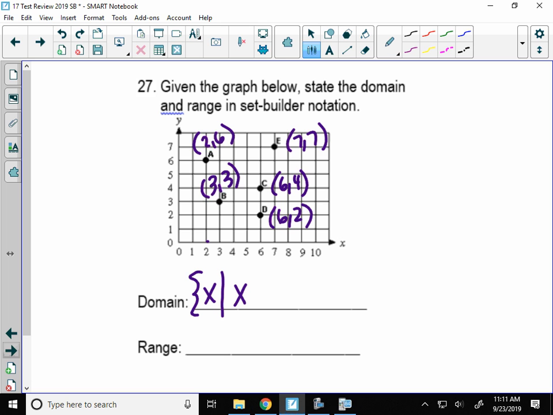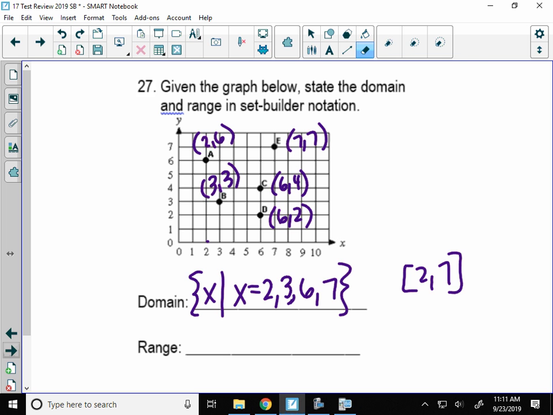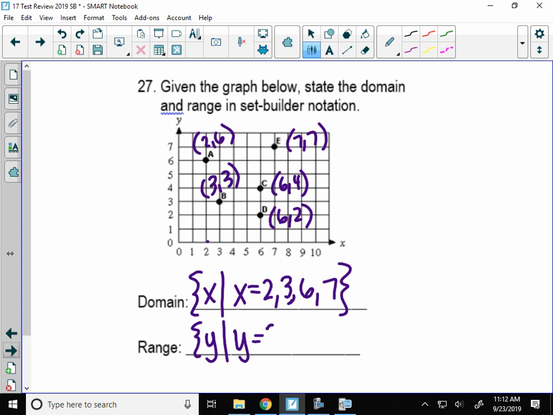Right? The x's that I listed are 2, 3, 6, and 7. Those are the only x values. I cannot write an interval from 2 to 7 because not every number is included. 5, 4, 6.12, that's not listed in those ordered pairs. So I have to just list the values. When I look at the range here, I'm doing the same thing, but with y's. Right? So look at all those ordered pairs. What y values do we have? I have a 2, a 3, a 4, 6, and 7. That would be the range.